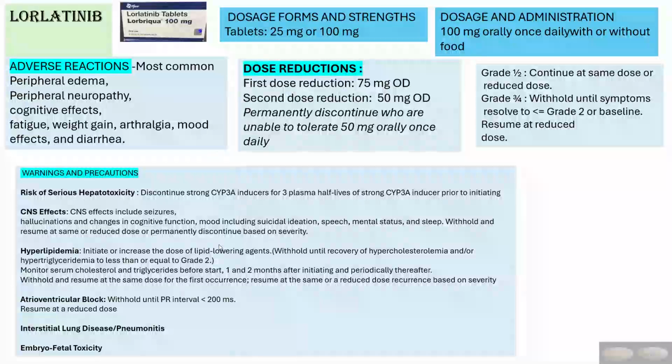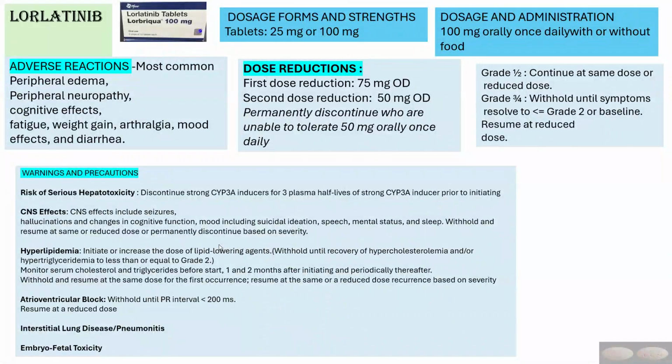Then coming on to lorlatinib. So lorlatinib is also now, as I told, the drug with the best hazard ratio among all ALK TKIs, with good intracranial and extracranial response rates. The unique side effect of lorlatinib is hypercholesterolemia and hypertriglyceridemia, which is not seen in other TKIs. And other side effects like peripheral edema. With peripheral edema, the patient will have weight gain, they can have pedal edema. Also peripheral neuropathy. Another side effect that is different is cognitive effects, because it has better CNS penetration. So side effects will be more in that.